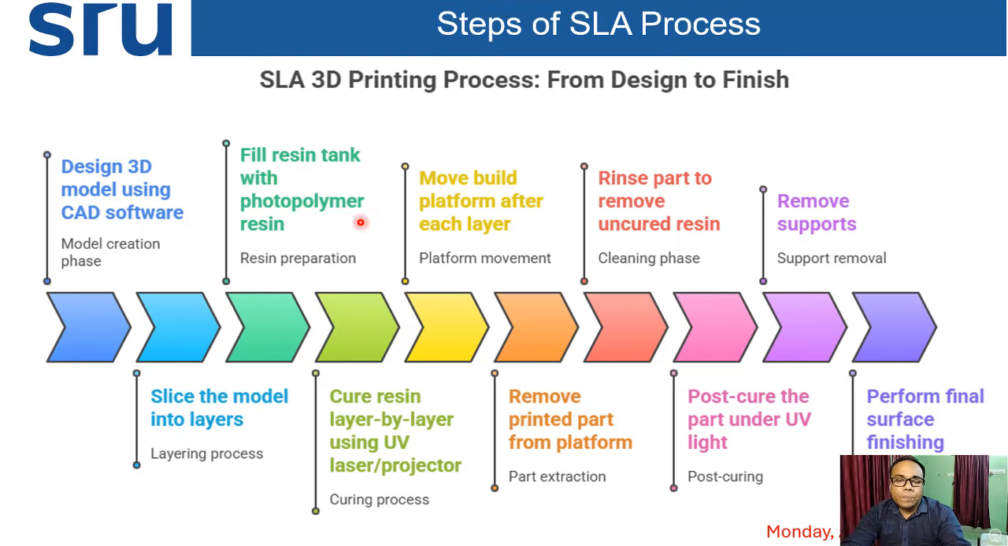we have to fill the resin in the tank. The resin tank will be there, and we have to fill it according to the tank dimension. After that, curing will take place. Curing means here the photopolymerization will take place, and from that polymerization, liquid to solid conversion will take place for each slice layer. So however many layers there are, that many slices are done, and then printing will take place.